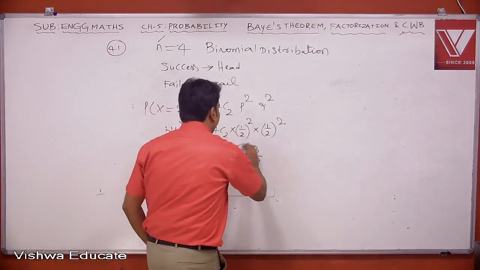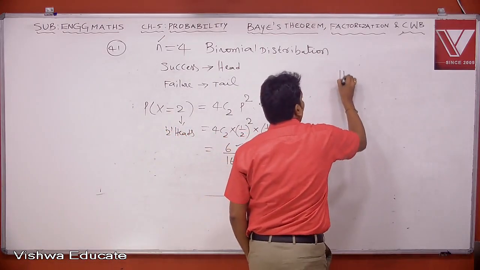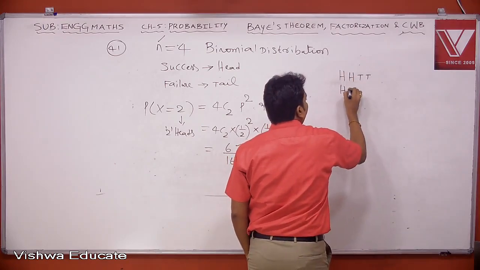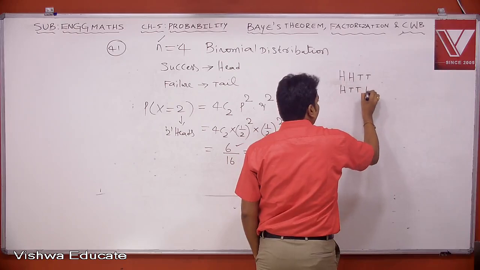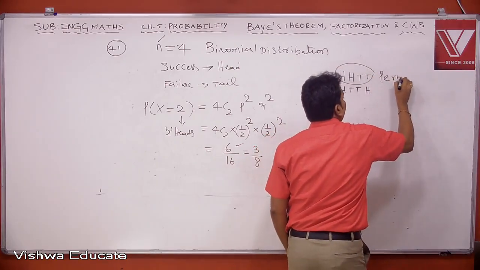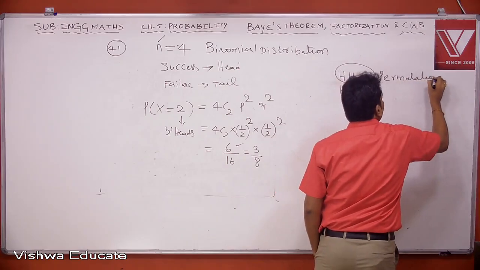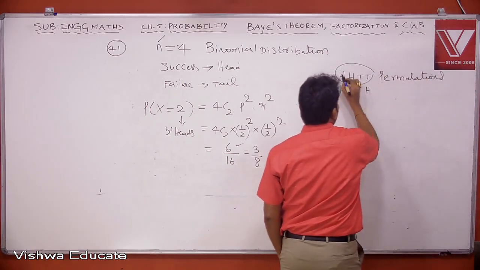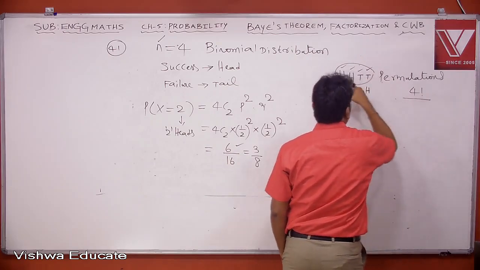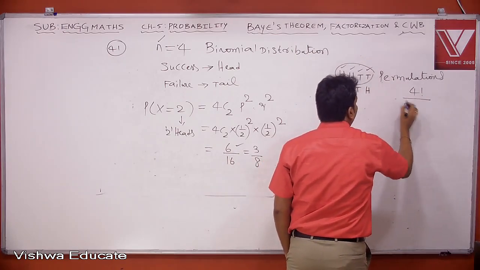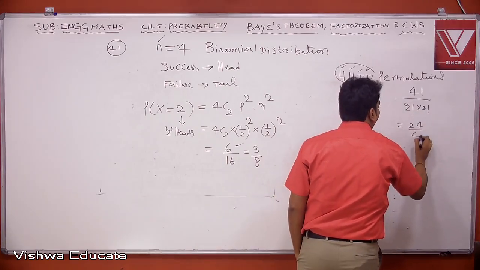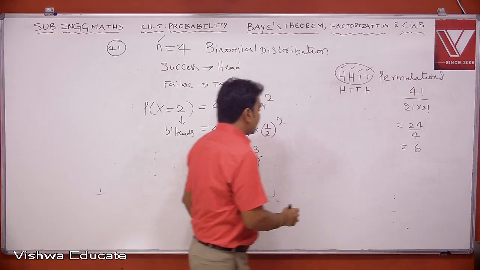Let me write these 6. Like this: HHTT, HTHT, THHT, like this. Or you can go for permutations. This is very simple. How many symbols are there? 4 symbols. So 4 factorial divided by 2 factorial for H repeated twice and 2 factorial for T repeated twice. So this is 24 by 4, which is 6. That 6 is nothing but this 6.